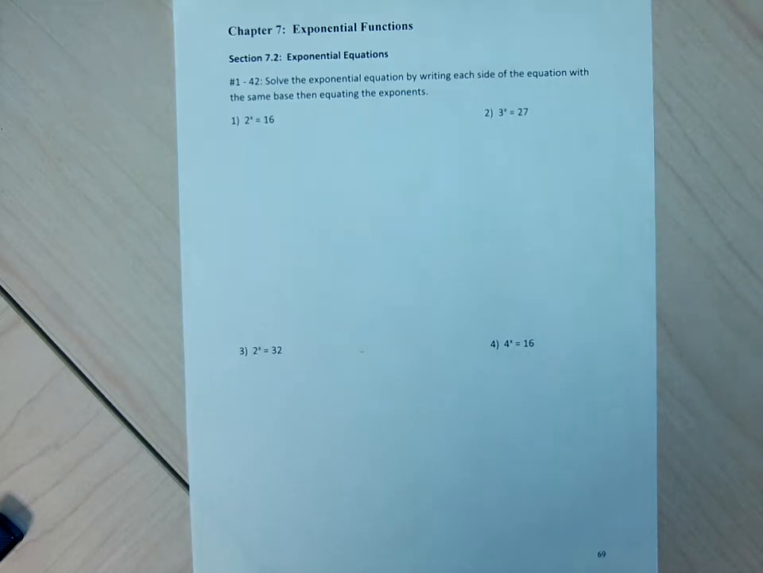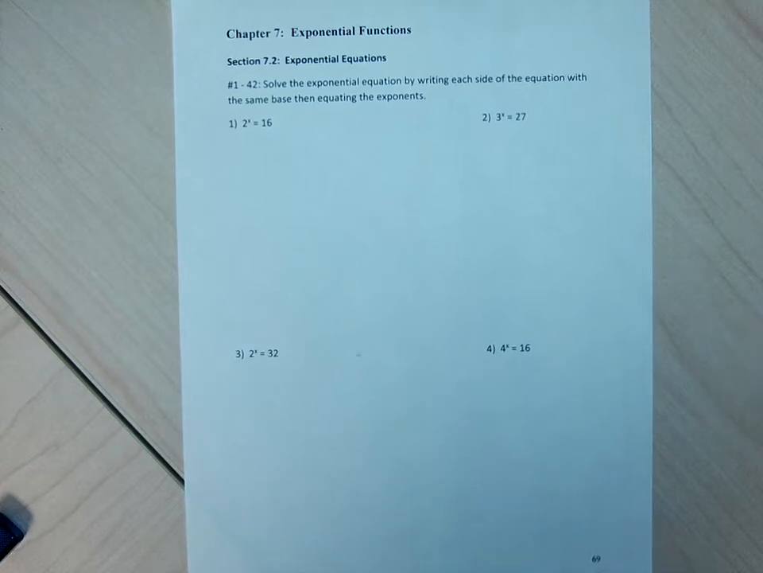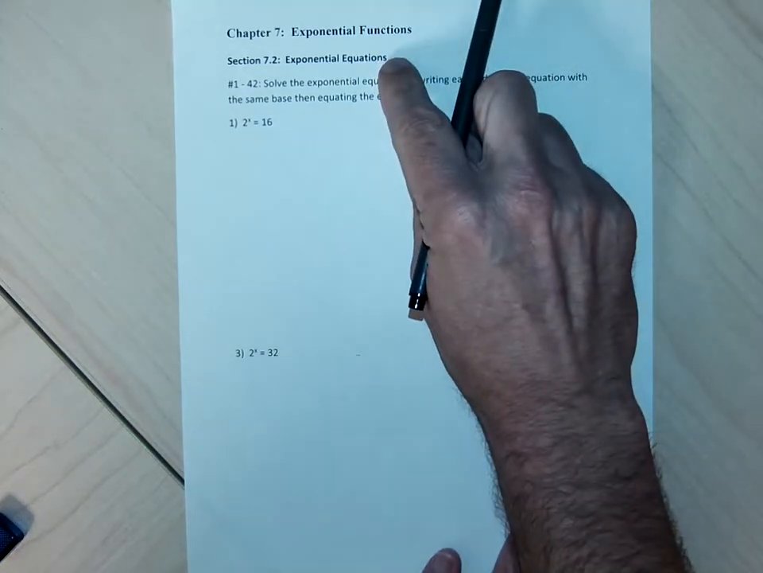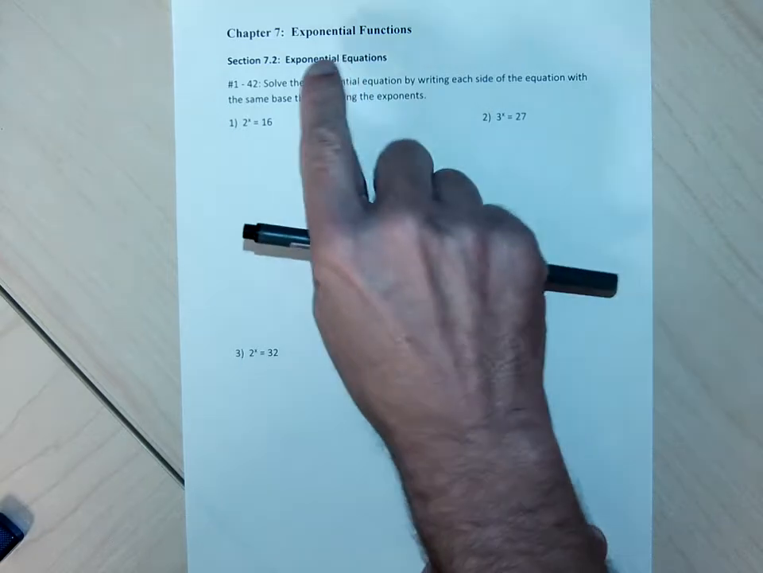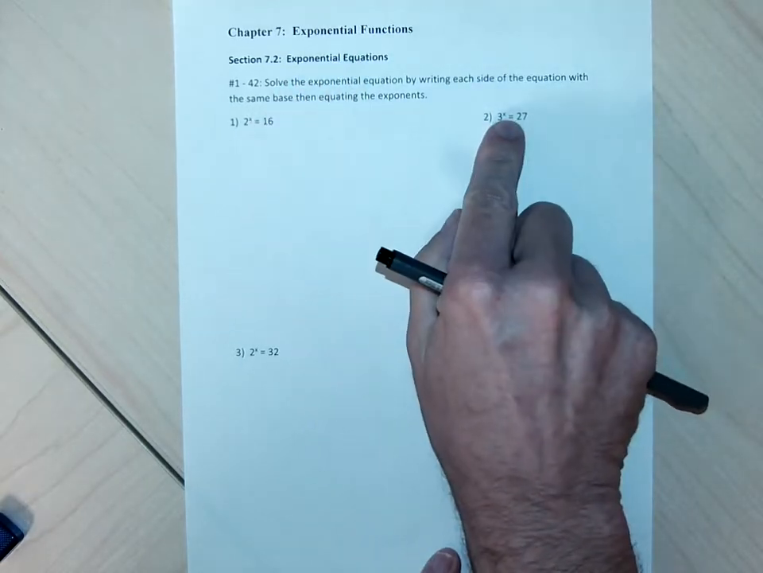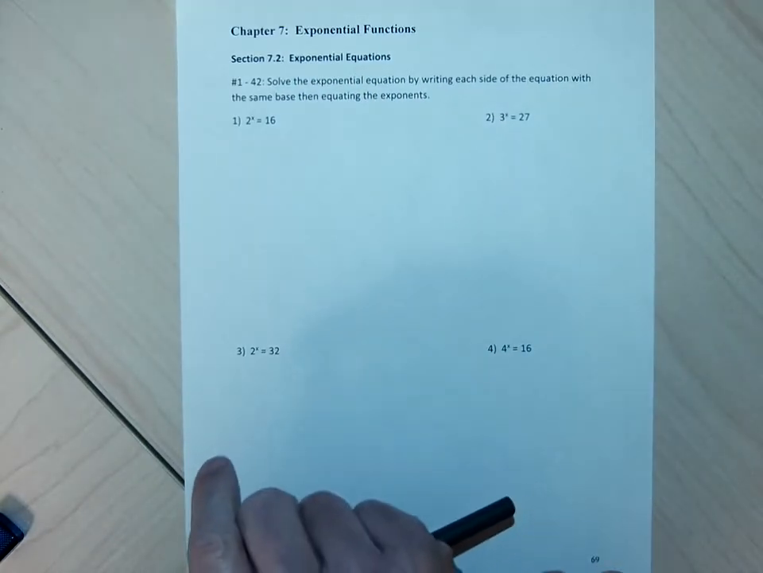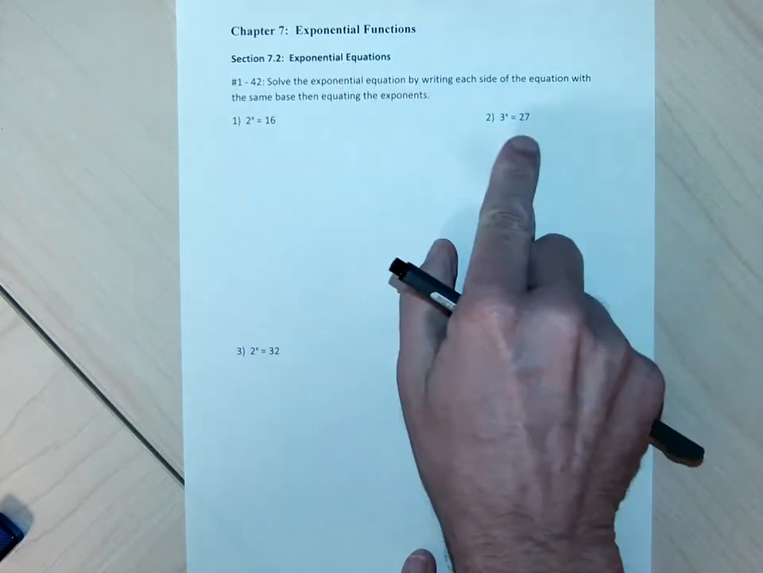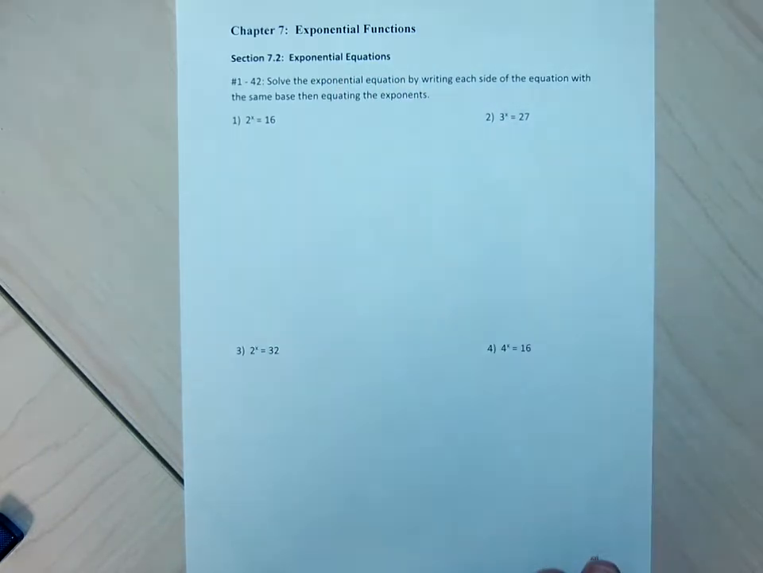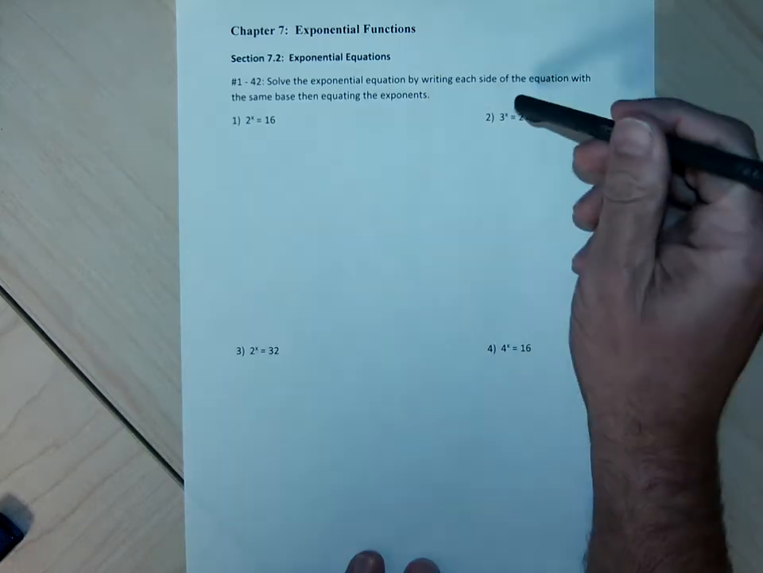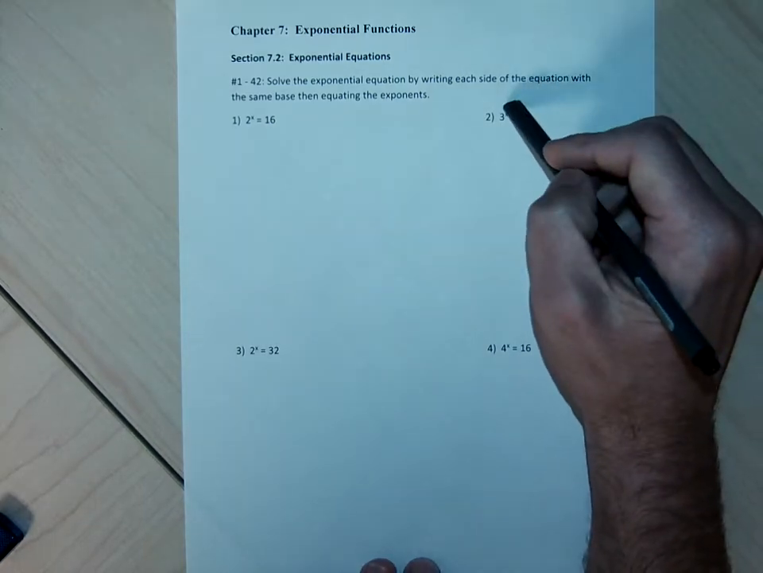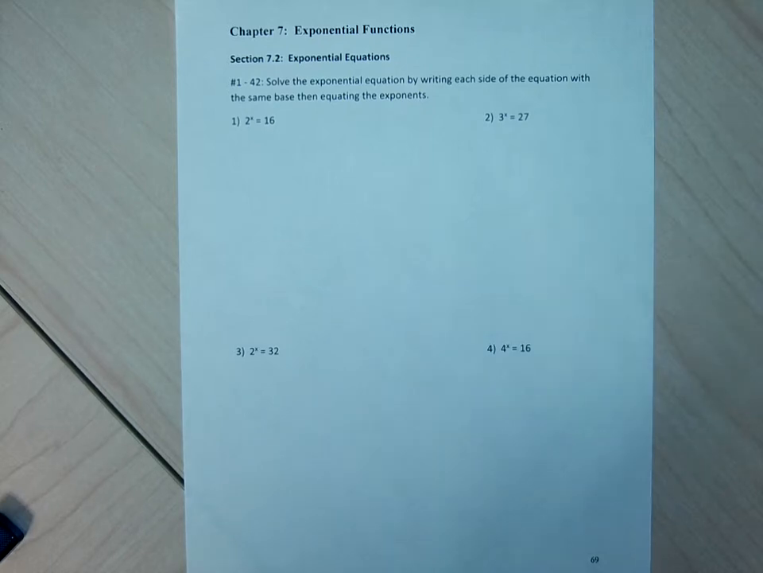So section 7.2 is a section called Exponential Equations. Exponential means there's an x in an exponent or in multiple exponents. Equations means the problems have equal signs. And basically we're going to come up with a strategy to find a number that we could change the x to, so that if I plug it back into the original problem, both sides equal each other.